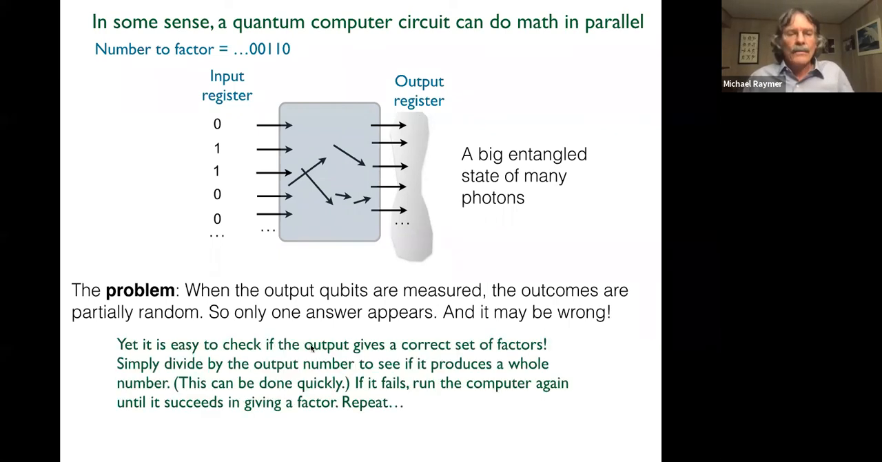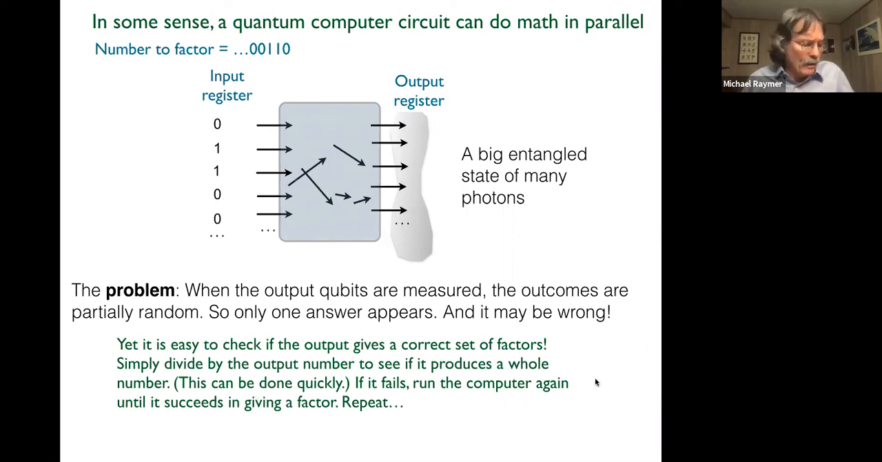Well, it's very easy to check if it's the right answer. So I give you a large number with 171 digits. I know the prime factors. You run the computer, you get some numbers out here, which are supposed to be the prime factors. You multiply them together, you tell me what you get, and I tell you, yeah, that's the right answer. So that's a way of checking the quantum computer is working. If it fails, you just run the computer again. So maybe you need to run it 30 times, and eventually you get the right answer.